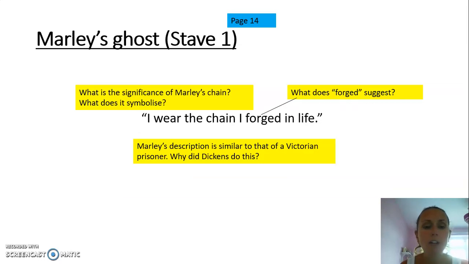Right, so I've just gone through and found some additional quotes as well. This is from page 14, it's Marley's ghost, and when he says, "I wear the chain I forged in life." So go back through and see if you can use this confidence that hopefully you've got now by annotating that quote. So pause and go back to that one for me, please.